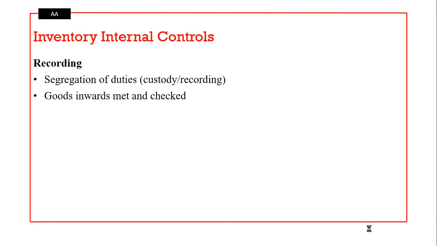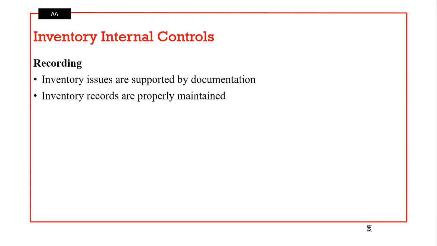Under recording, we have segregation of duties. Segregation of duties, meaning custody and recording of inventories must be done by different individuals. Goods inwards should be met and checked by a responsible person. These are the controls under inventories. Inventory issues should be supported by documentation. The inventory records are supposed to be properly maintained.